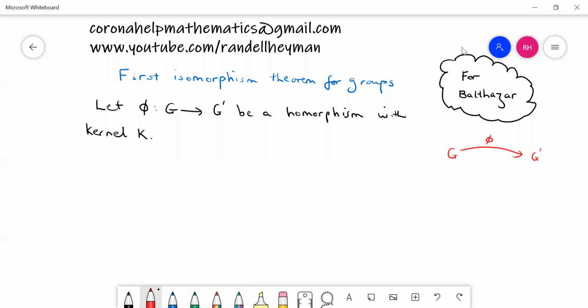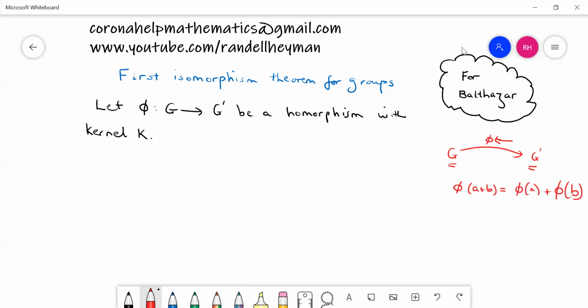What that means is that if you take phi of A plus B, where plus is the group operation that we're using here, it just equals phi of A plus phi of B. That's all that means. It doesn't matter whether you add two things in G first and then apply the function, or you apply the function to each of the elements A and B and then add them up once you get over to here.